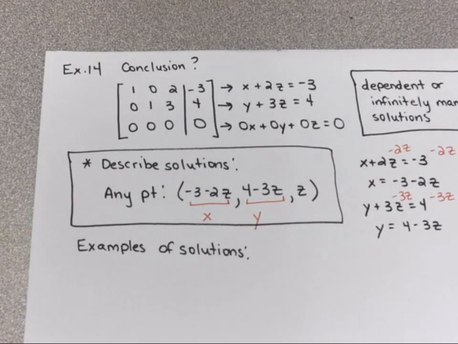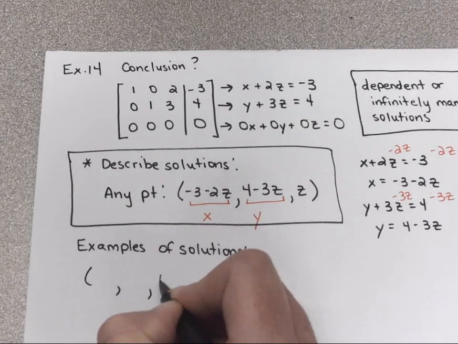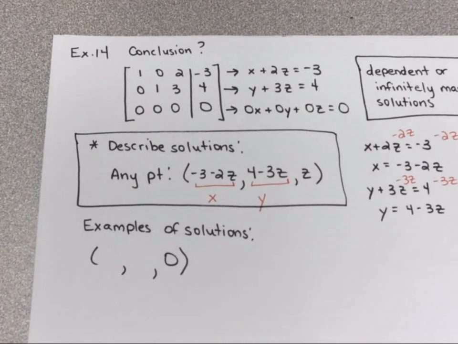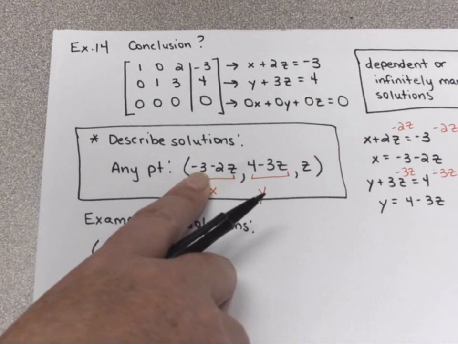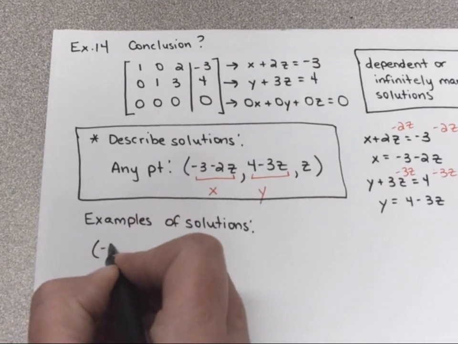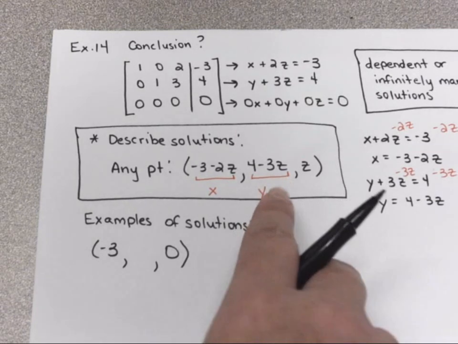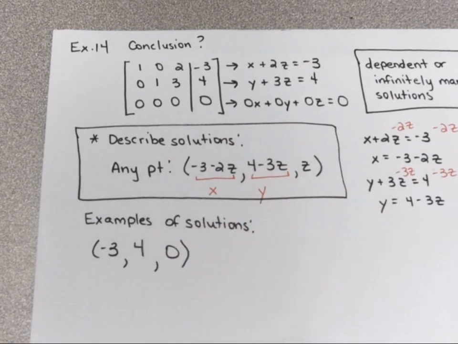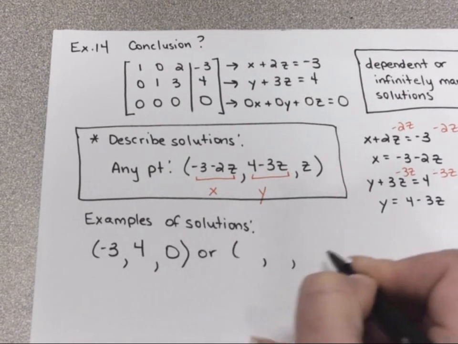So let's say that z is 0. I'm going to put 0 in for z, but once z is set at 0, aren't x and y solidly set also? In other words, if z is 0, what is x going to be? What's negative 3 minus 0? Negative 3. And then if z is set here, what's y going to have to be? 4.